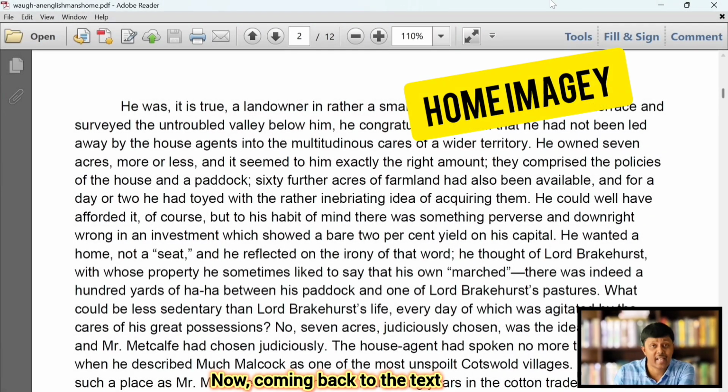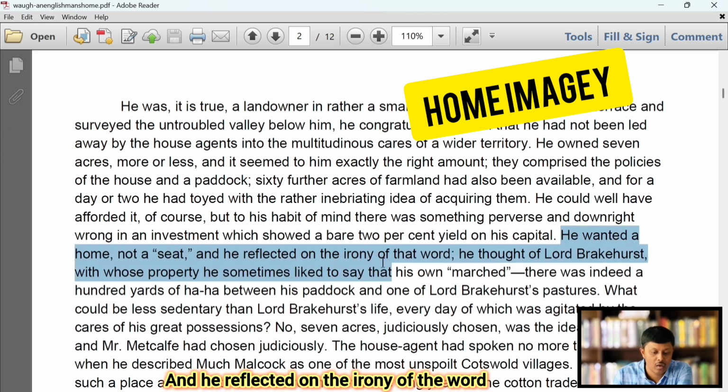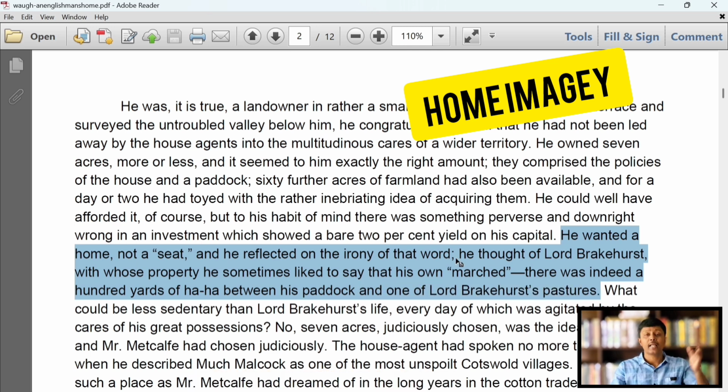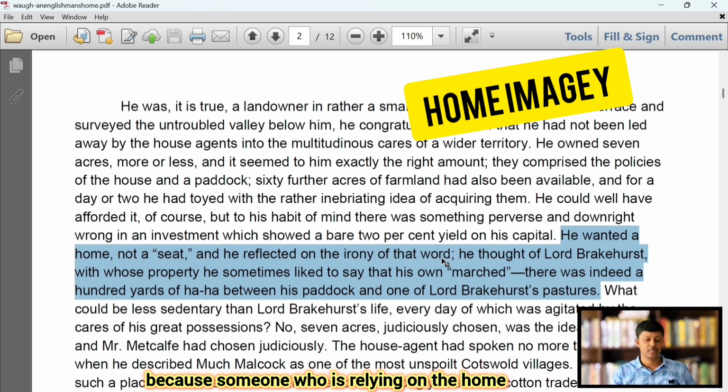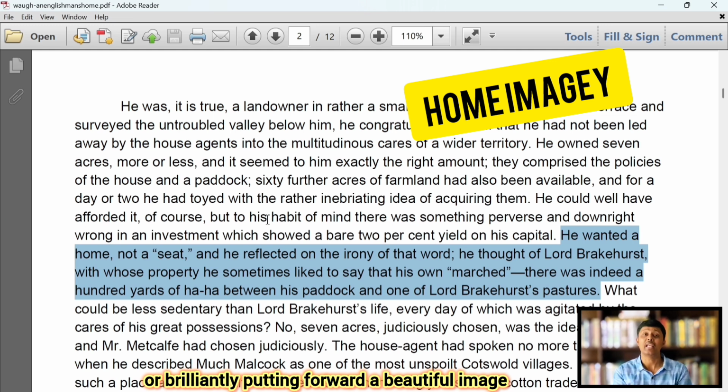Now, coming back to the text, let me introduce this line. "He wanted a home, not a seat, and he reflected on the irony of the word. He thought of Lord Wakehurst Wayne, whose property he sometimes liked to say his own marched. There was indeed a hundred years of ha-ha between this barrack and Lord Wakehurst's pastures." Therefore, home needs significant attention, because someone who relies on the home, that belief reflects his idea of the home, and also the pride he feels in it. So lands, pastures, and home are all connected together, and they brilliantly put forward a beautiful image.